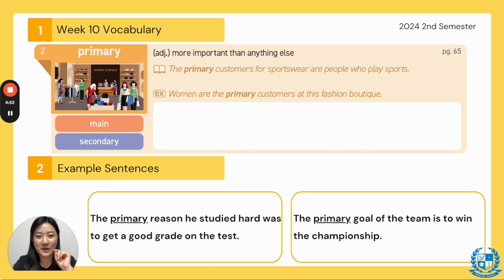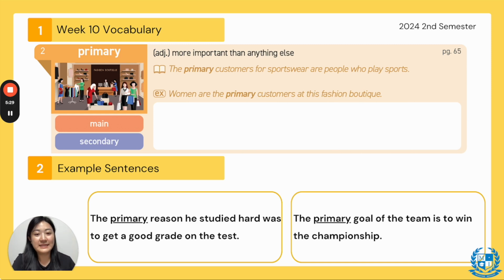Example, let's read together. Women are the primary customers at this fashion boutique. So at this apparel store, meaning clothing store, the primary customers are women, because maybe they sell only women's clothing. Over here, it says, the primary reason he studied hard was to get a good grade on the test. Here, this sentence means the main reason why, the most important reason why he studied was to get a good grade.